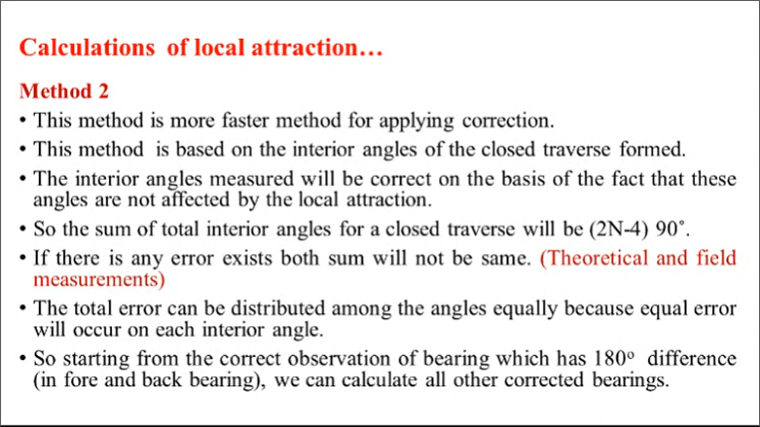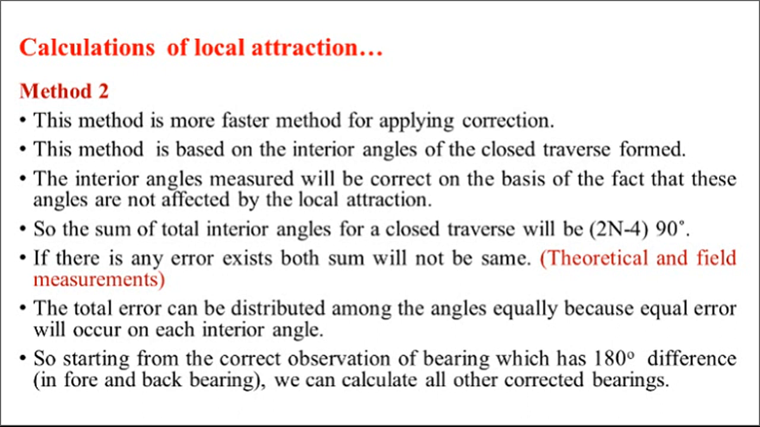90 degree. For any sided figure, the sum of interior angles is calculated by the formula 2n minus 4 into 90 degree, where n is the number of sides of that figure. If any error exists, both sums will not be the same. That is the theoretical sum and the field measurement.